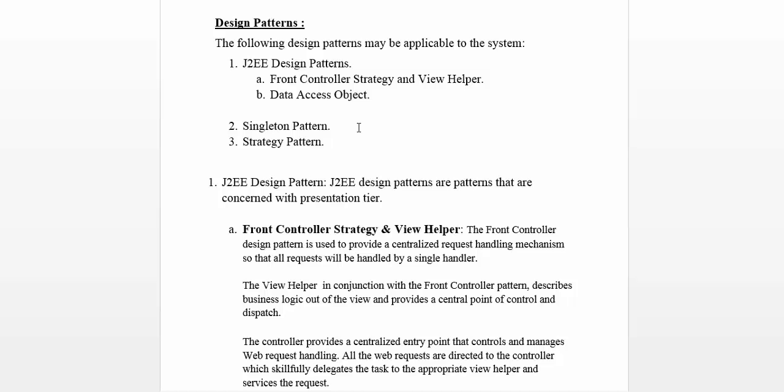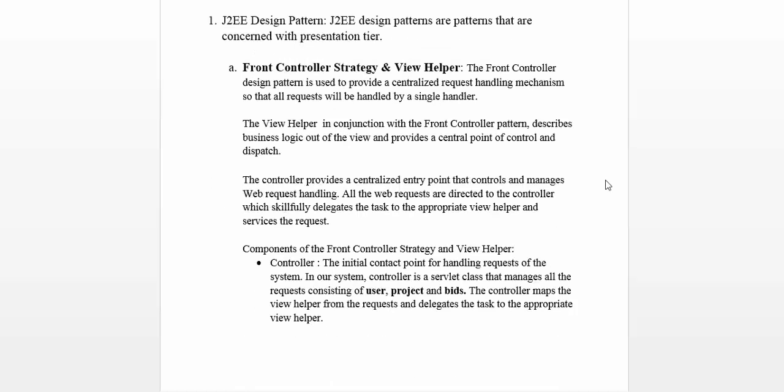Strategy pattern. As mentioned before, the controller delegates its action to the view helpers. The view helpers implement the execute method of the view helper interface. Each view helper has its own unique functionality which is overridden in the execute method, and this is how the strategy pattern comes into the picture. So let us now look in detail at the J2EE design pattern, the front controller, strategy and the view helper.